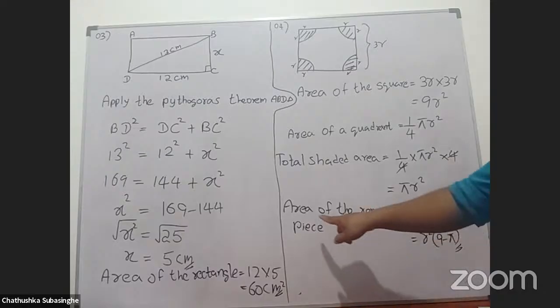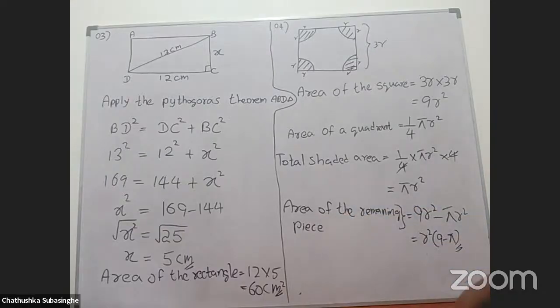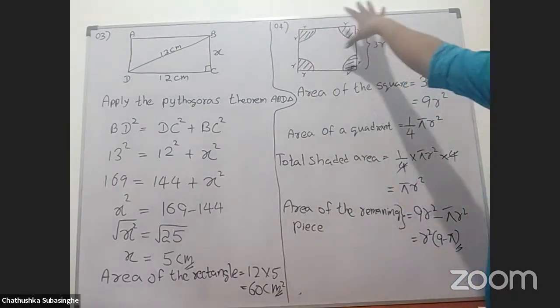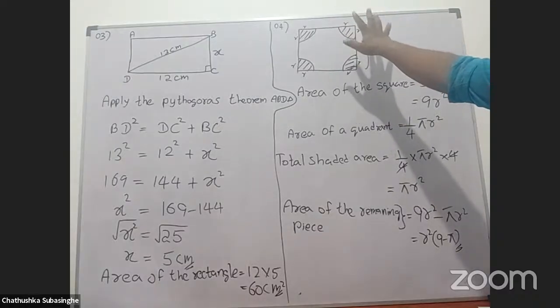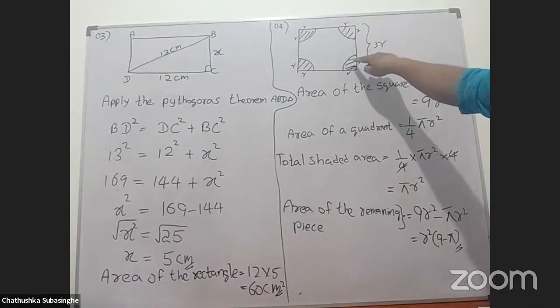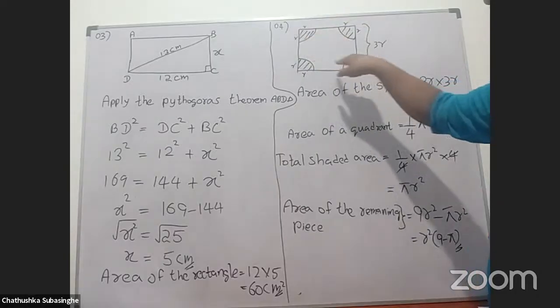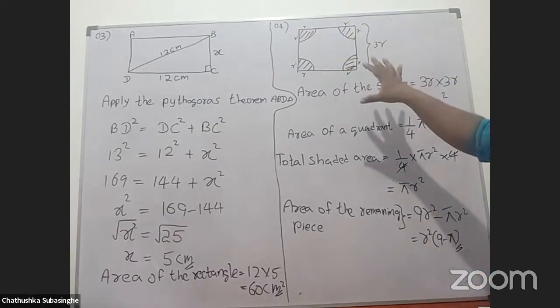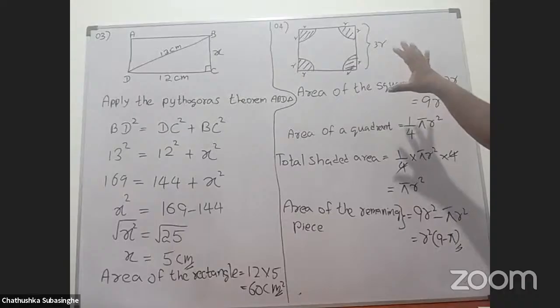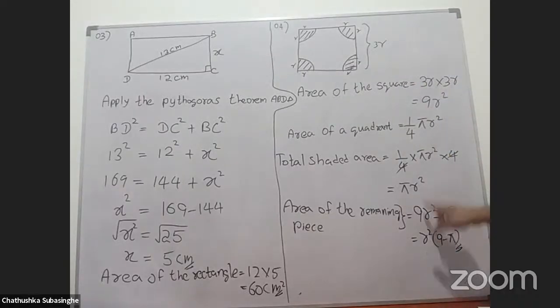Then I can find the area of the remaining piece. So we had 1 whole square, and from that 1 whole square, we are going to remove these 4 quadrants. From that one whole square, if we remove those 4 quadrants, what do we have to write?